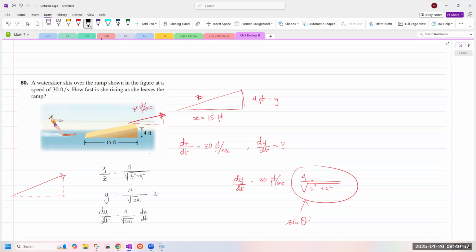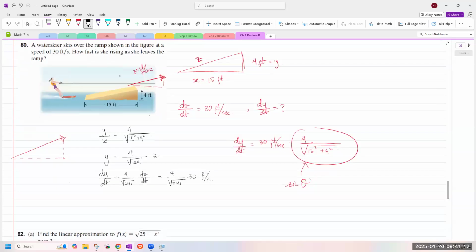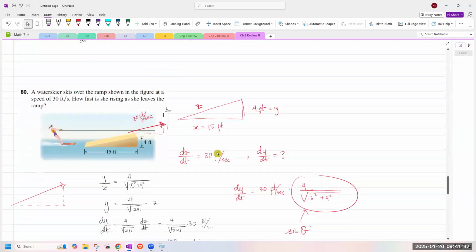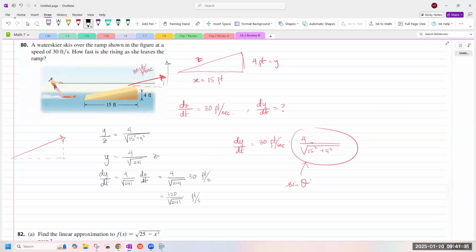Now, if the speed over the ramp is 30, I multiply this by 30. Then I will get 120 over the square root of 241 feet per second. That's the increasing speed, the speed of going up, how fast it will go airborne, right? That's for number 80. Again, this is with the assumption that the 30 feet per second is the one on the ramp.